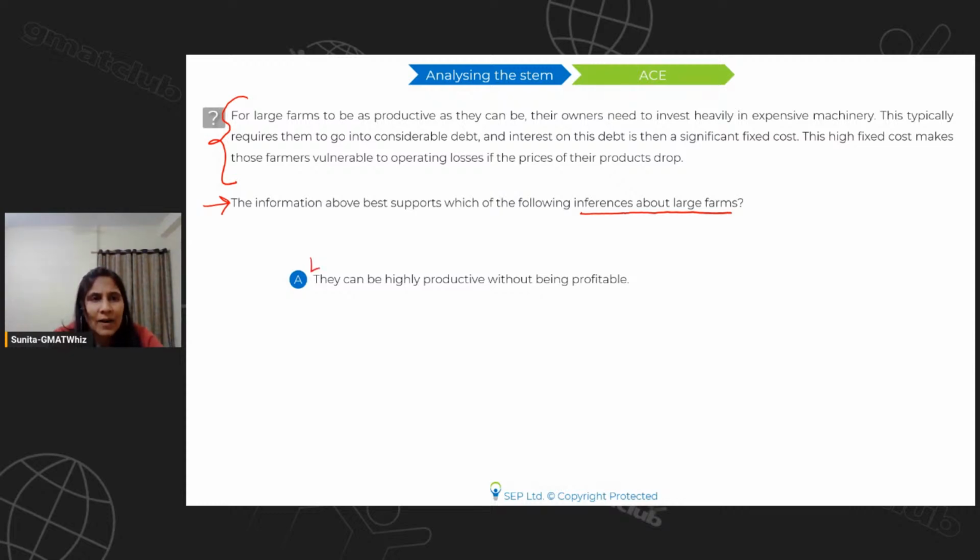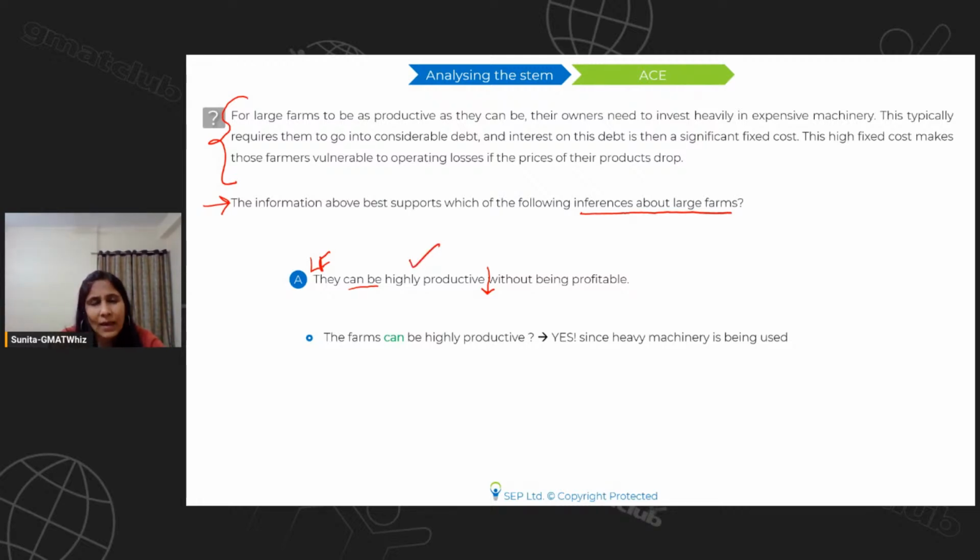They, meaning the large farms, can be highly productive. I'll stop here and I'll ask myself, okay, from the paragraph, can I infer that these large farms have the ability to be highly productive? Well, if their owners invest in heavy machinery, they can definitely maximize the productivity per the given data. So yes, this part can be definitely inferred.